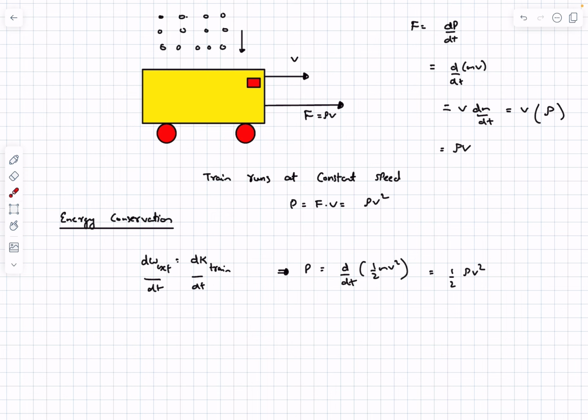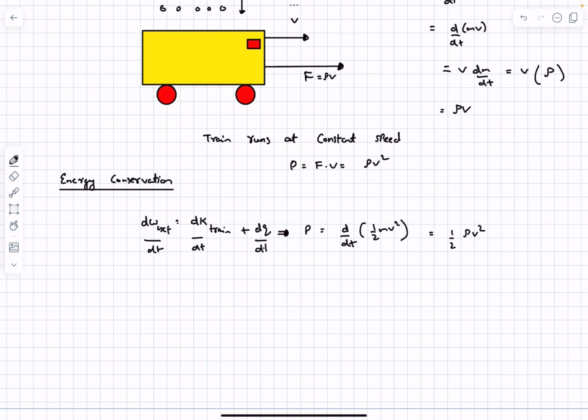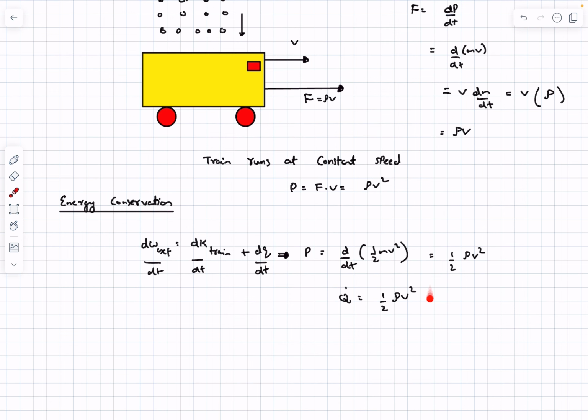So if you observe, we are getting exactly half of the answer that we got over here. Now the reason for that is in the energy conservation equation, we are not accounting for the dQ, or basically the energy that we lost in the form of heat, and that's the reason that we are getting the value of the power required to be less. So if you divide this with dt as well, we'll get the rate of heat loss. So comparing this equation and this equation, the rate of heat loss will also be exactly the same as dK by dt. If you excluded the rate of heat loss, then you'll get the wrong answer.